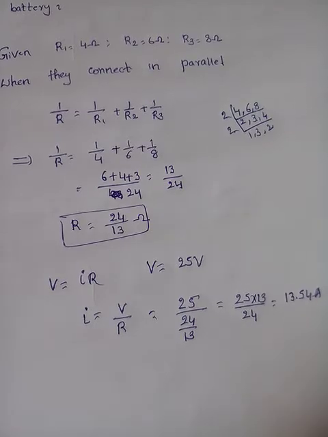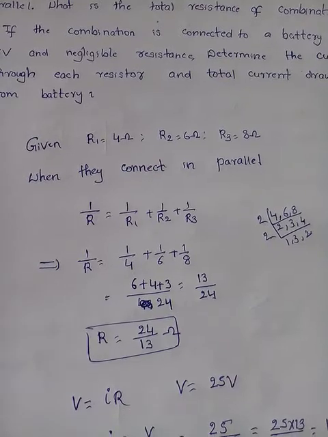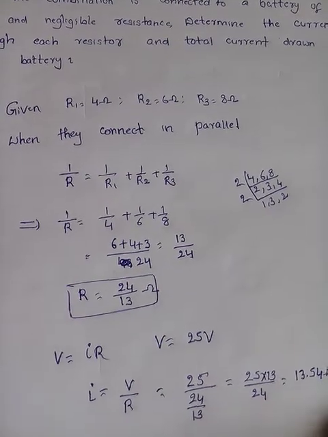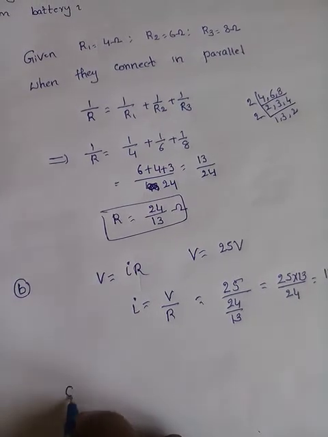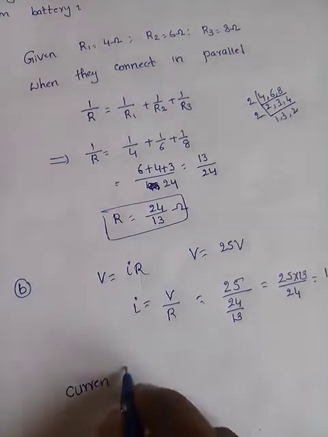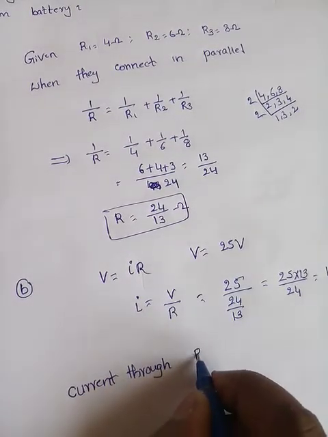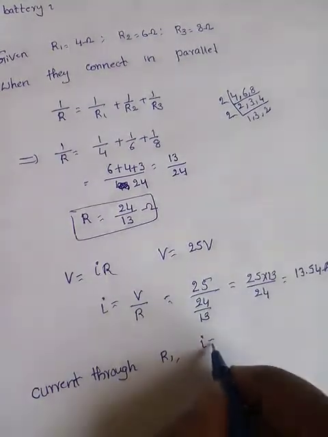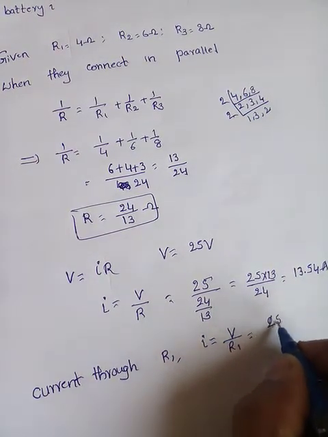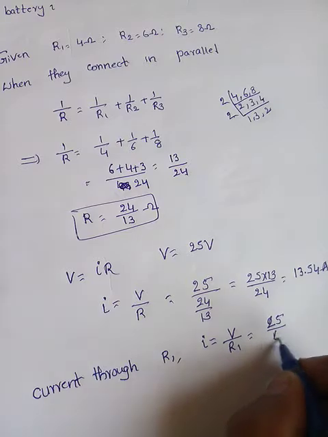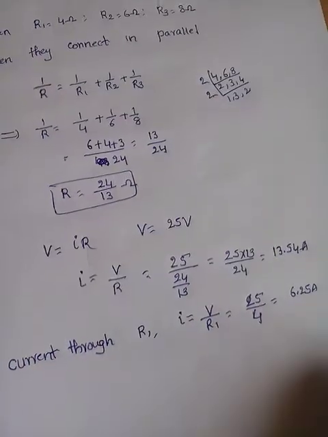And next, what is the question? One more question we have: determine the current through each resistor. The total current we already calculated, so the current through each resistor we should calculate. This is the same as we have done in the derivation. Current through R1: I equals V by R1. V is 25, R1 is 4. So we get 6.25 amperes.